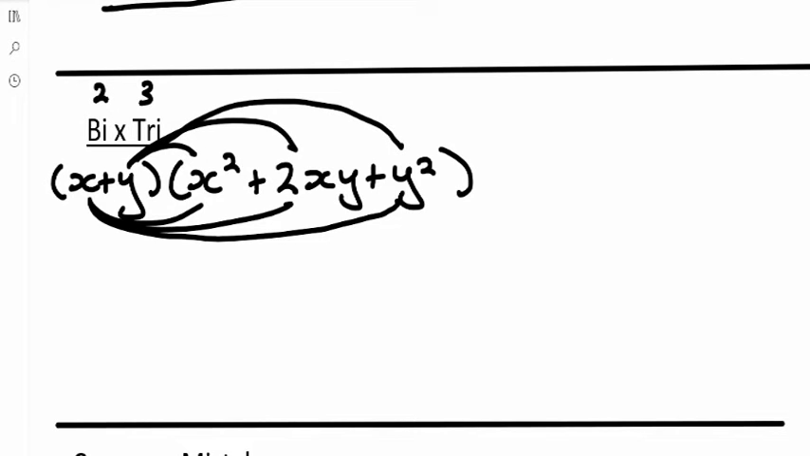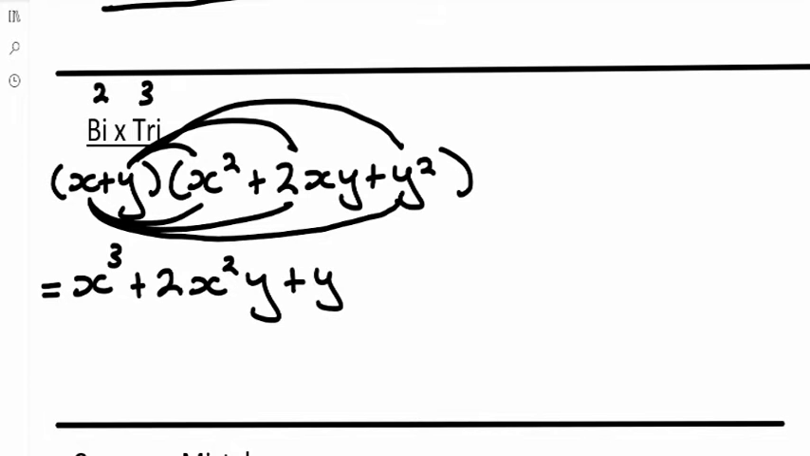So if I do the x first, well, x times x squared is x cubed. X times 2xy would be 2x squared y, and x times y squared would be x y squared. Okay, that's that one done.